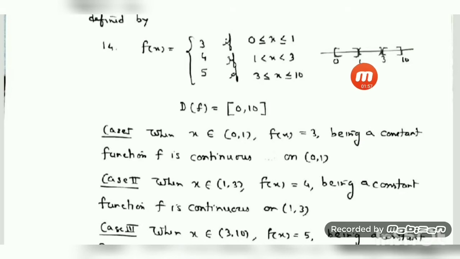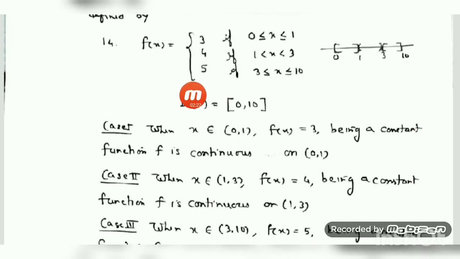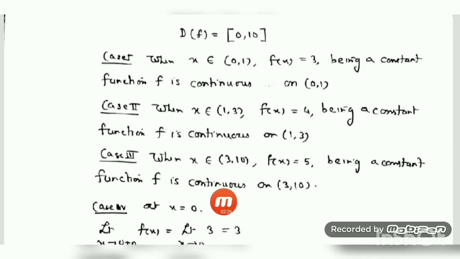Next I will consider the open interval 1 to 3. In the open interval 1 to 3, the function is defined by 4. So when x belongs to 1 to 3, f(x) equal to 4. Being a constant function, it is continuous for all real numbers and hence on the open interval 1, 3. After that, we will consider the next interval, 3 to 10. When x is in 3 to 10, what is the definition of the function? It's 5, right? Again, it's a constant function. So being a constant function, f is continuous for all real numbers and hence on 3 to 10.